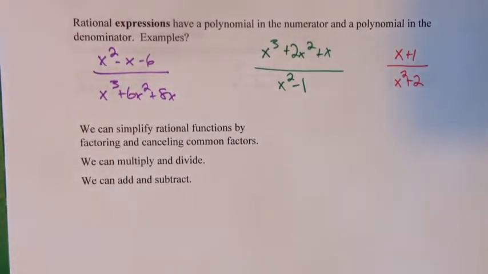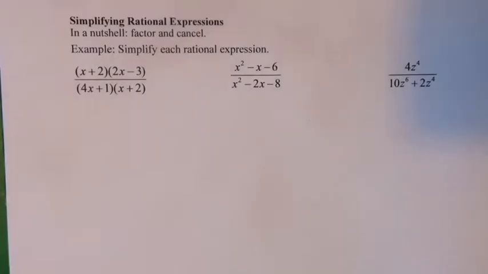All of the things that we can do with rational numbers, fractions, we can also do with rational expressions. We can simplify them, we can multiply them, we can divide them, we can add them, we can subtract them. Over this section and the next section, we'll be looking at how to do all of those things for rational expressions. In this section, though, we'll be looking at simplifying, multiplying, and dividing. Simplifying rational expressions is actually pretty easy. In a nutshell, we're going to factor and then cancel any common factors from top and bottom.